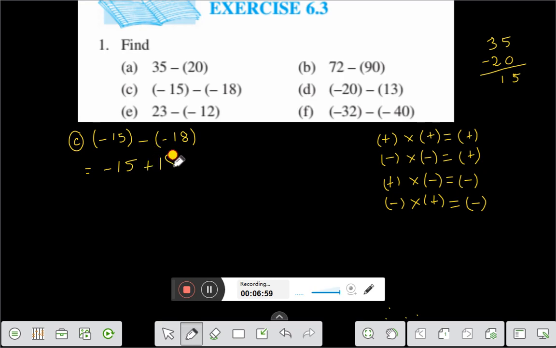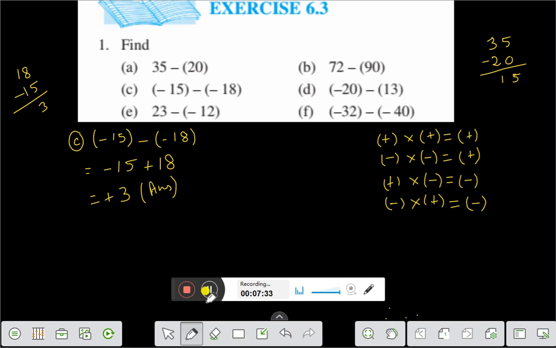Now you see here, one is plus, one is minus. That means you have to subtract the smaller number from the greater number. The greater number is 18, and we subtract 15 from it. 18 minus 15 is 3. Now you see 15 and 18, which is the greater number? 18 is greater. Therefore, the sign will be plus. That is plus 3 is the answer. That is question number C.